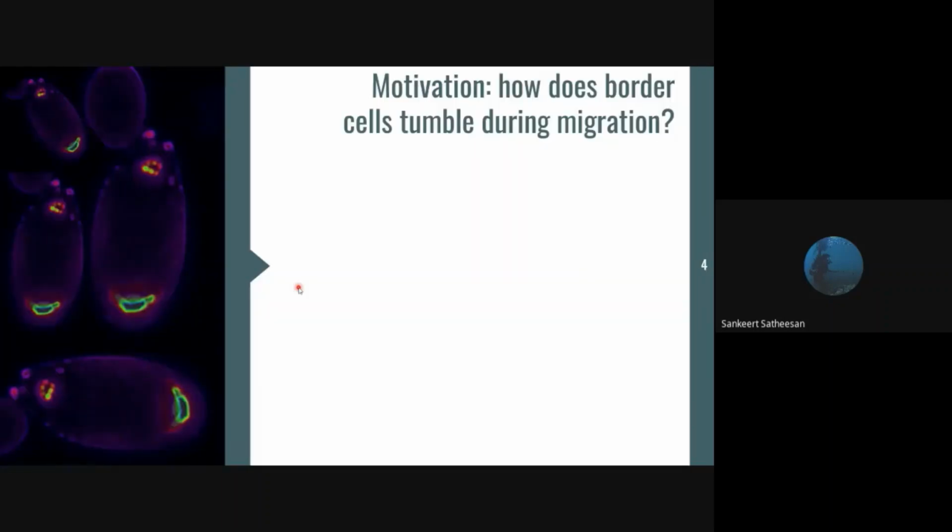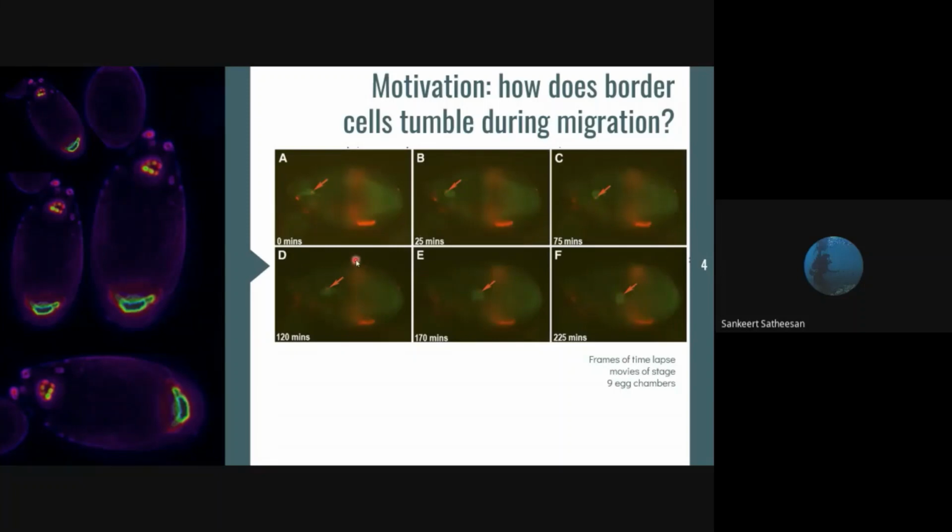Now, moving on to another interesting question during this migration: how do these cells tumble? That the cells do tumble was well established by the work of Dr. Mohit Prasad and Dr. Montell. So in this time lapse series, they have marked one of the border cells, and you can see that with the time running, the leader cell is changing its position.